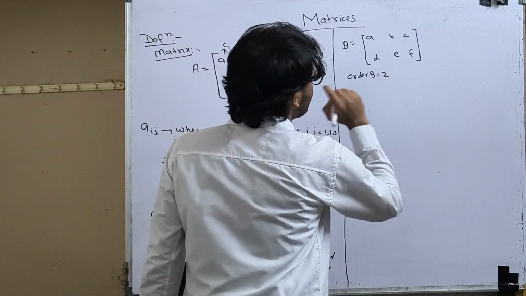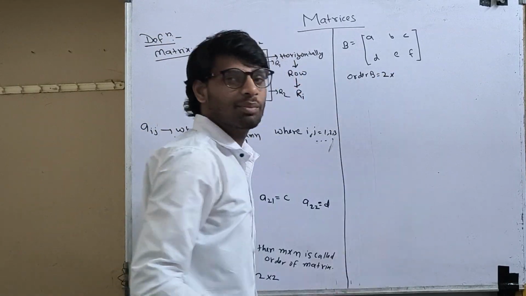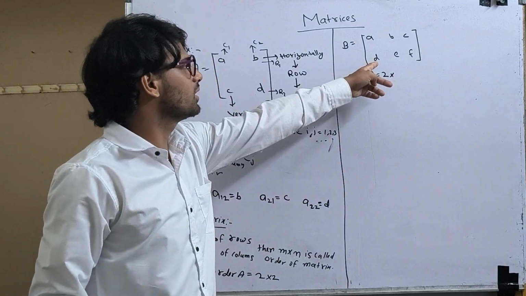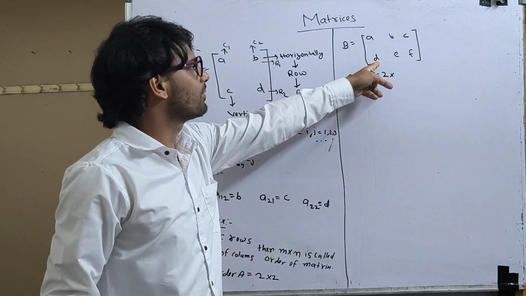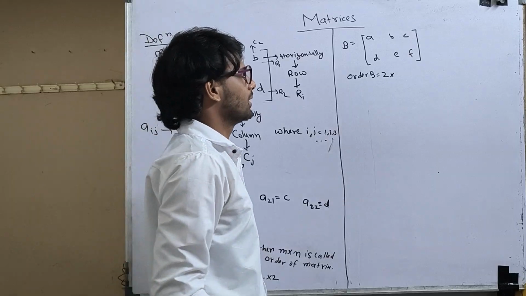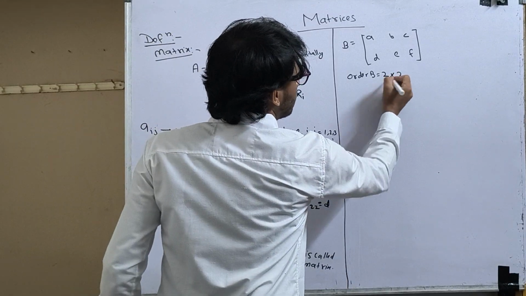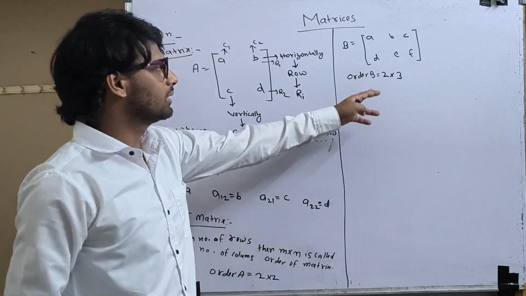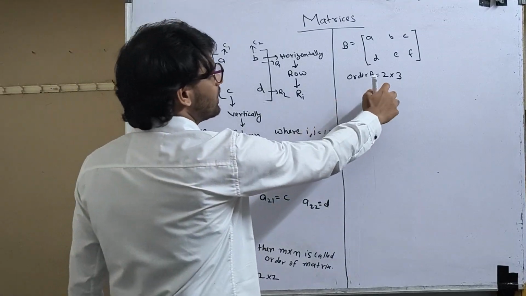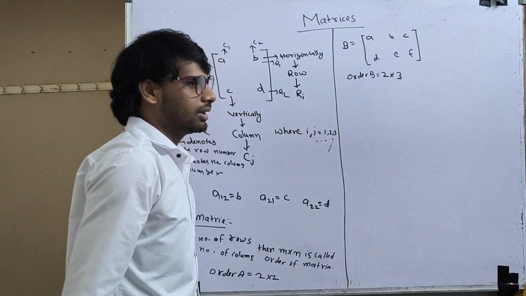So first, number of rows is 2, and then number of columns. How many columns are in this matrix? First, second, third. So number of columns is 3. Okay. So the order of B is equal to 2 cross 3.